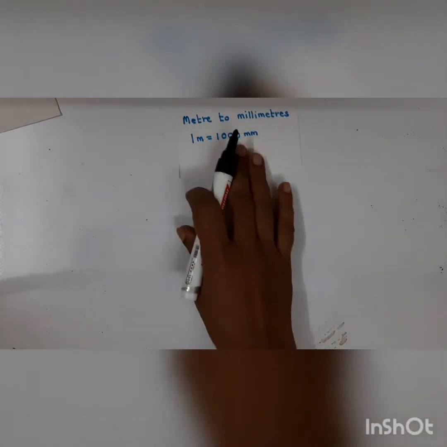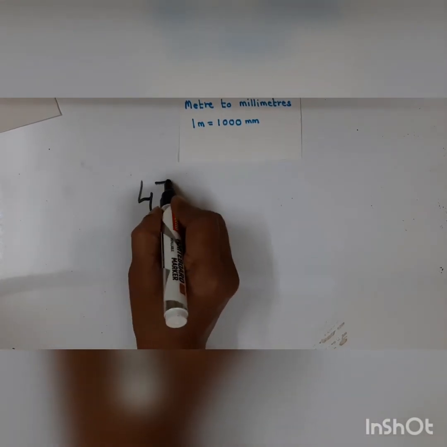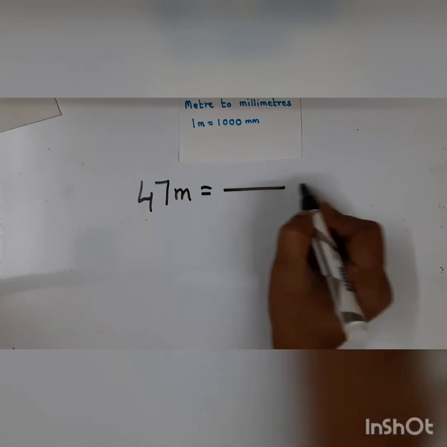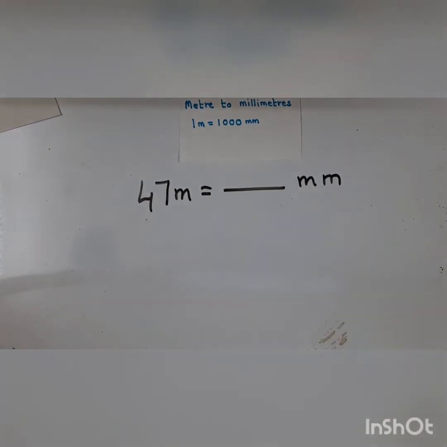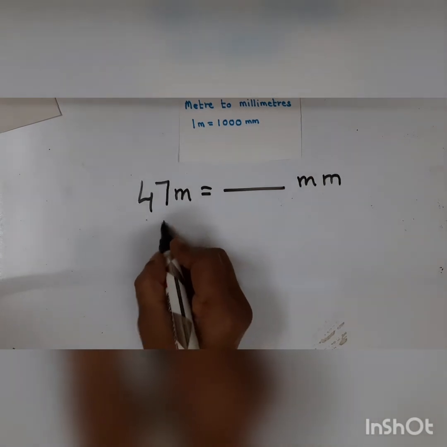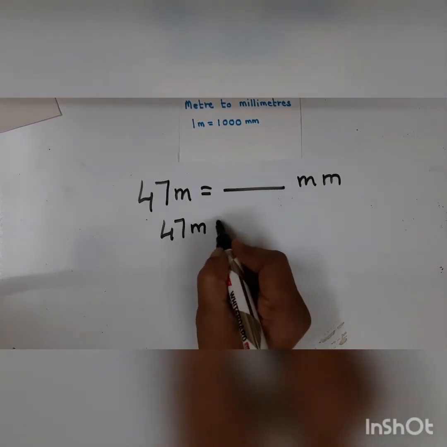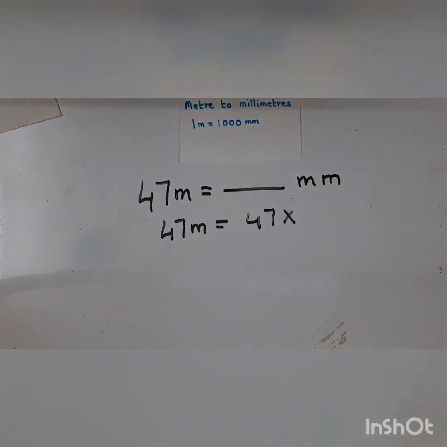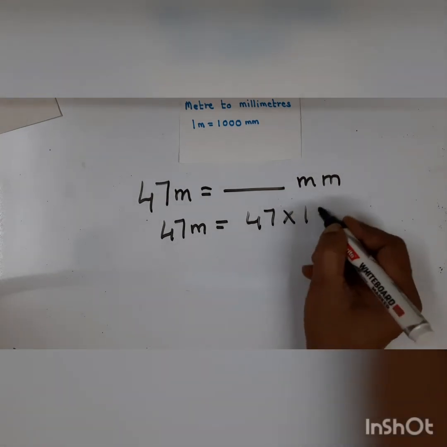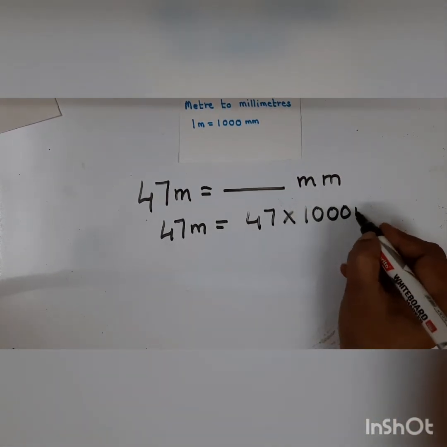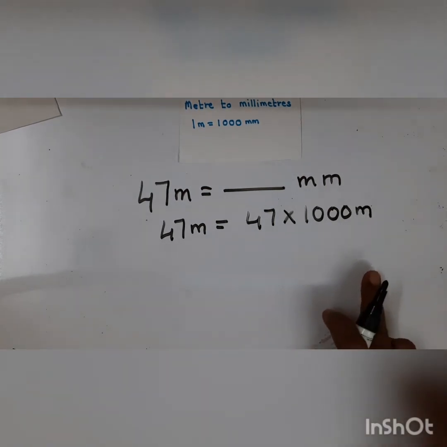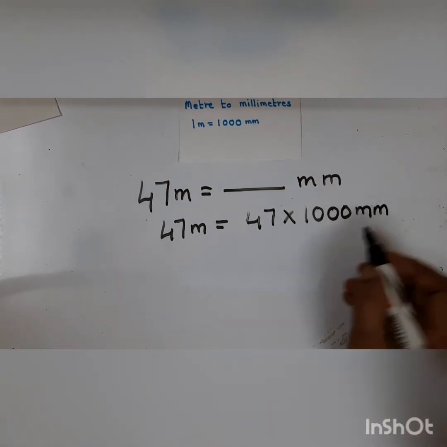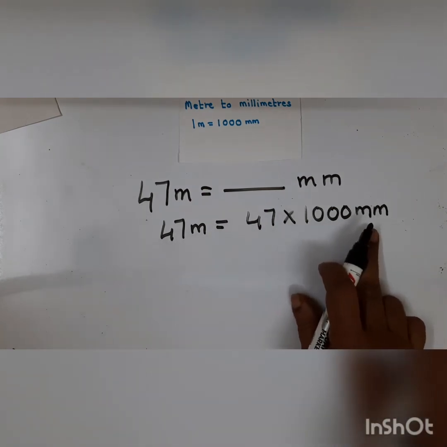Now let's take a double digit one. Simple. Let's take 47. 47 meters is equal to dash millimeters. Come on. Yes, most of you now are very quick. 47 meters is equal to 47 into what, children? 100. No, 1000 into 1000. And see your unit, children? mm. Okay. Be careful with this. Don't put m, but here you are going to put double m. Why? Because it is meter to millimeters.